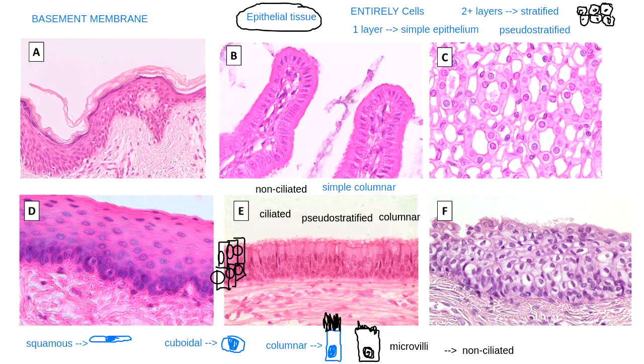When we're talking about stratified squamous epithelium, there are two kinds of stratified squamous epithelium. Their names are keratinized and non-keratinized. We talked about this this morning. Help me out in the chat. What's the difference between keratinized and non-keratinized?